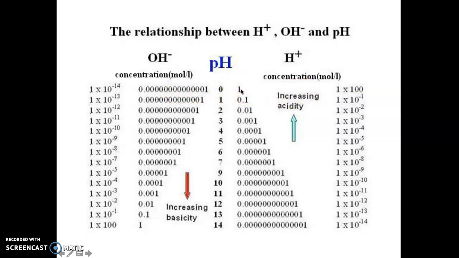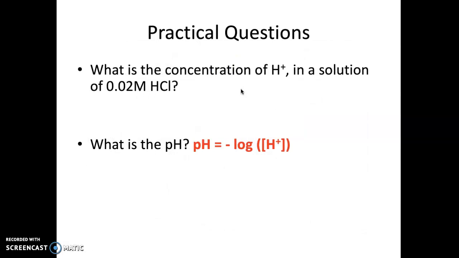Okay. So let's look at some practical questions. So the first one is, what's the concentration of H plus if I have an acid with a concentration of 0.2 molar HCl? Realize this is like what we did last unit with concentrations. Well, remember, when I put HCl into water, it separates into H and Cl. So my concentration of H plus is just 0.2 molar, okay? Because that's the concentration of that solution.